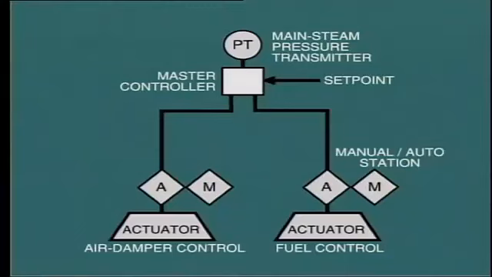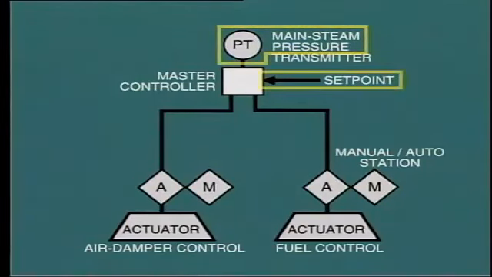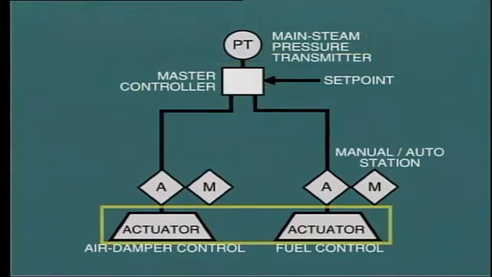Here we see a very basic combustion control scheme for controlling boiler main steam pressure. The actual measured pressure is compared in the master controller with the selected set point. Any deviation causes a correction signal to be sent to the fuel supply actuator and the combustion air actuator. During load changes, the signals are biased so that sufficient combustion air is always available to avoid the potential formation of a rich, explosive mixture in the furnace.